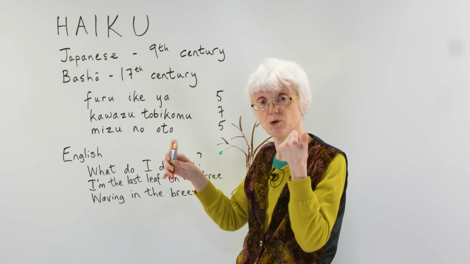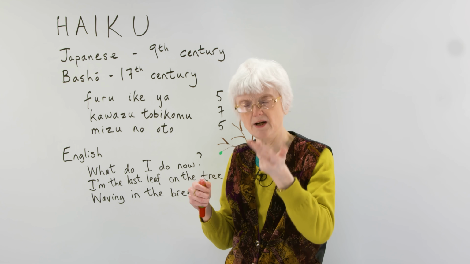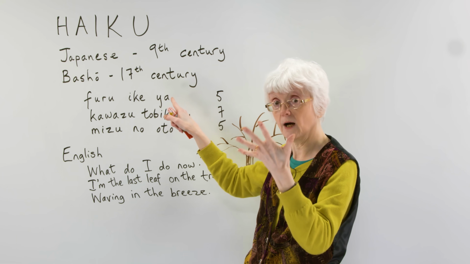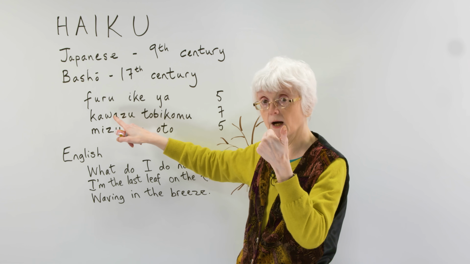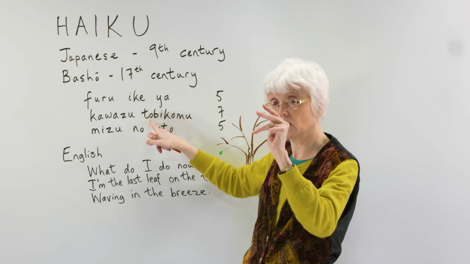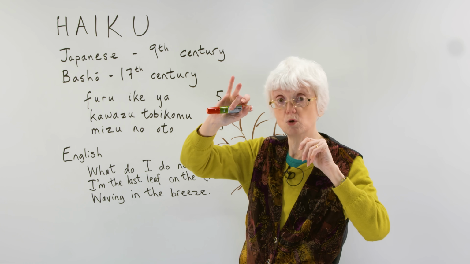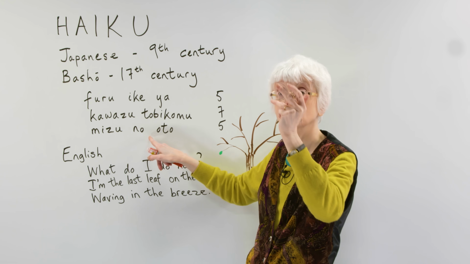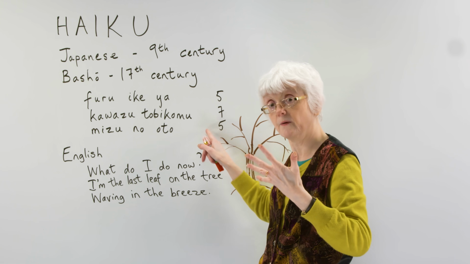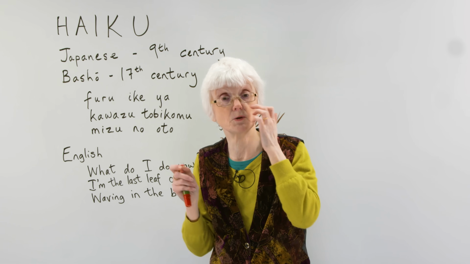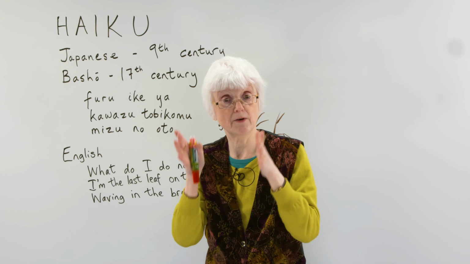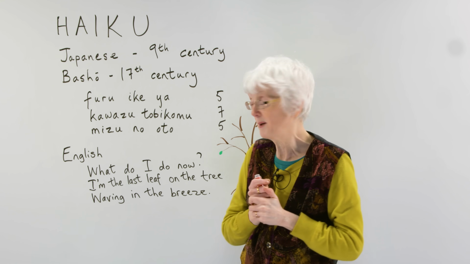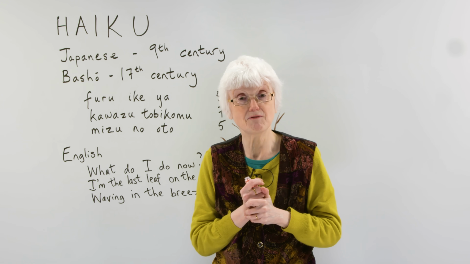So let's count the syllables, shall we, just to be clear what syllables are. So Furu ike ya, that's 5. Kawazu tobikomu, that's 7. Mizu no oto, 5. So that's the number of syllables, because rhythm is very important in poetry. Okay. So now we get on to an English version.